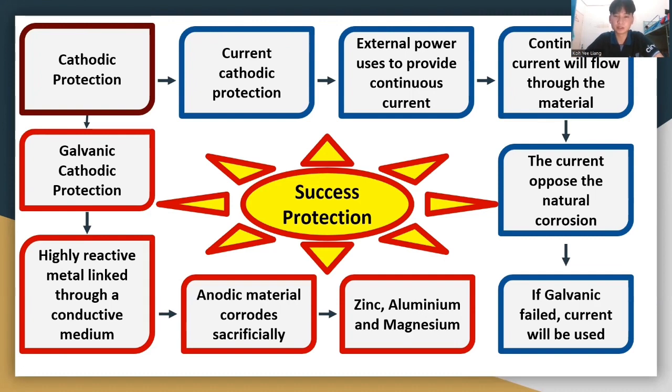Now, for the second type, which is the current cathodic protection. The cathodic protection will use external power to provide continuous current, and the continuous current will flow through the material, and the current will oppose the natural corrosion. So usually, if the galvanic fails, the current will be used, and it will bring successful protection.